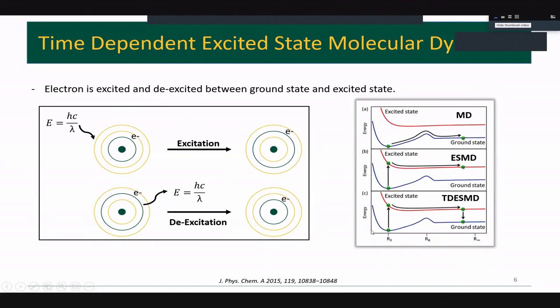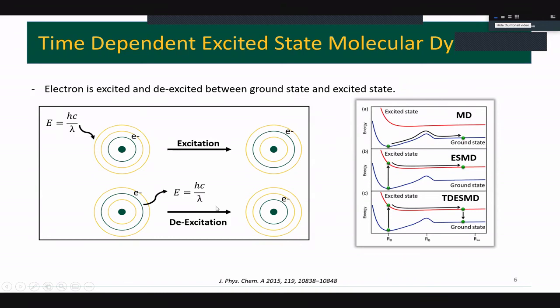Okay. So the slide I'm showing is supposed to be a simplistic representation of the principles of what's happening. On the left, the circle in the middle is supposed to represent an atom, and it has different orbitals. E minus is the electrons. During this TDESMD process, the time-dependent excited state molecular dynamics, we're going to be exciting an electron from one orbital to one that's further out, and then de-exciting it back to its original orbital.